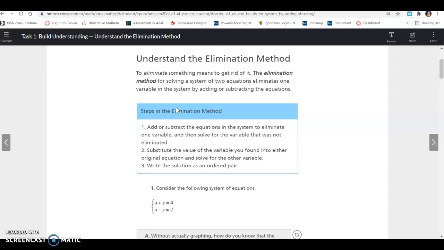The elimination method for solving a system of two equations eliminates one variable in the system by adding or subtracting the equations. Steps in elimination. Add or subtract the equations in the system to eliminate one variable, and then solve for the variable that was not eliminated. Substitute the value of the variable you found into either original equation and solve for the other variable. Write the solution as an ordered pair.